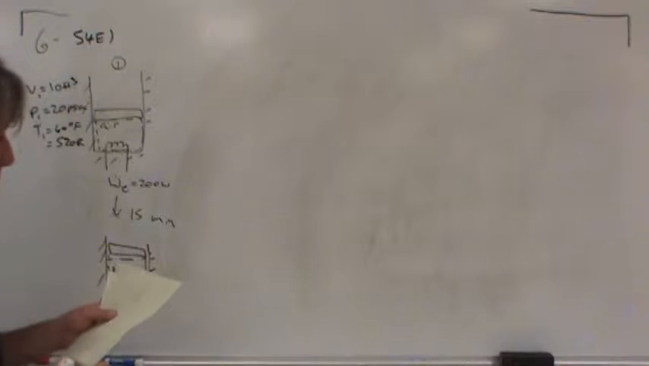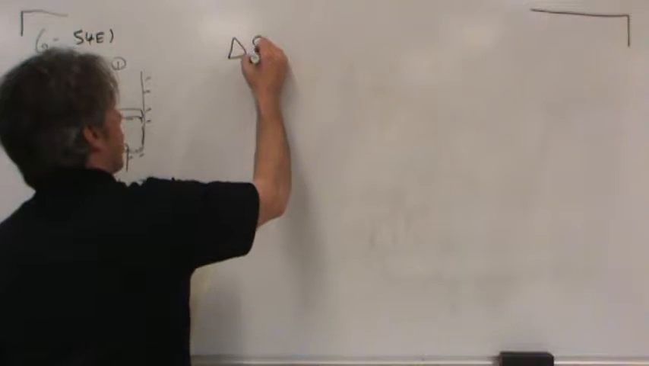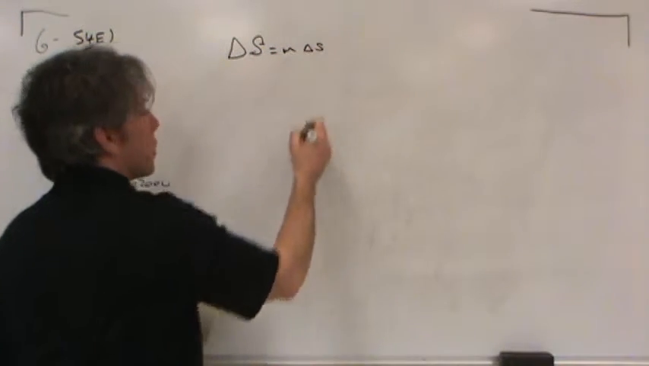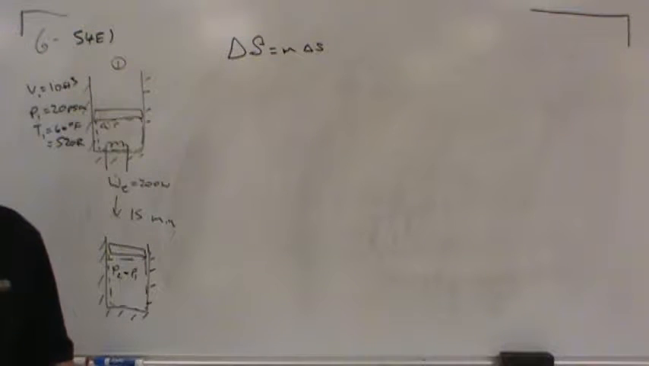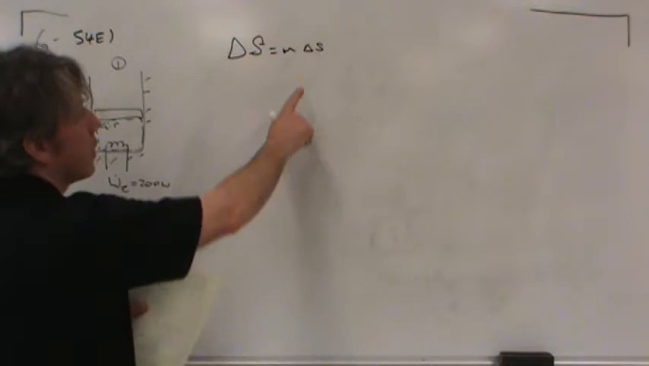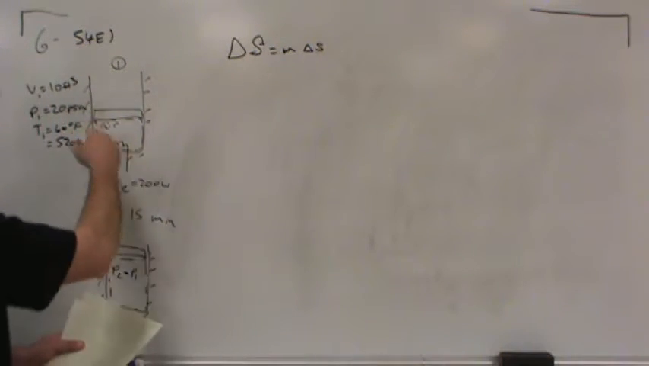Now we're supposed to find the change in entropy. Now the change in total entropy of the air will be equal to the mass of the air times the change in entropy per unit mass, right? Each pound mass of air is going to change its entropy by a certain amount. Multiply that by the number of masses and you'll get the total change in the entropy of all the air in the system.